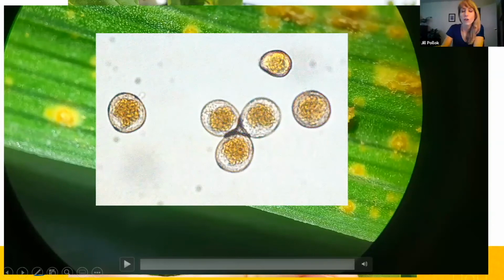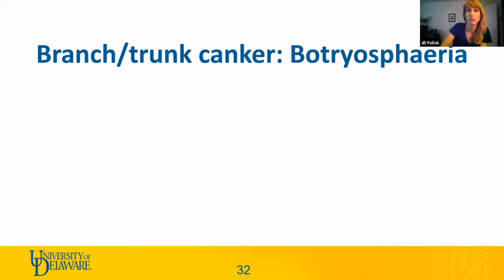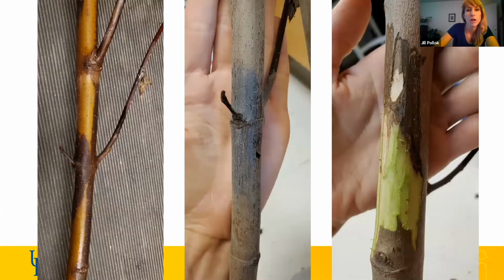Another common thing that I've been seeing are Botryosphaeria cankers on woody ornamentals. So this was a maple that had, this was the first symptom that I saw, this dark discoloration here. And I wetted the sample here just to make it more pronounced. And then on the right side here is when I cut into it, so you can see the vascular discoloration there, cutting off the vascular system.